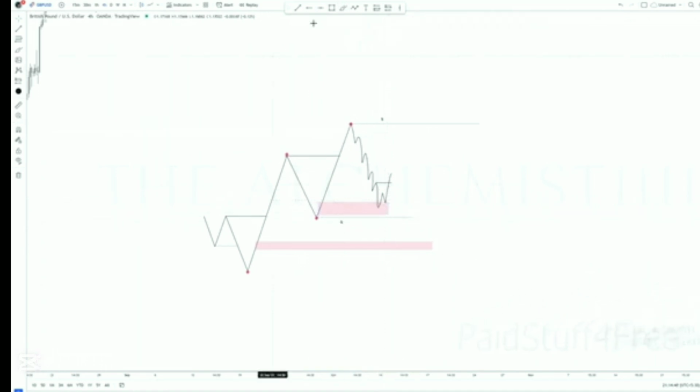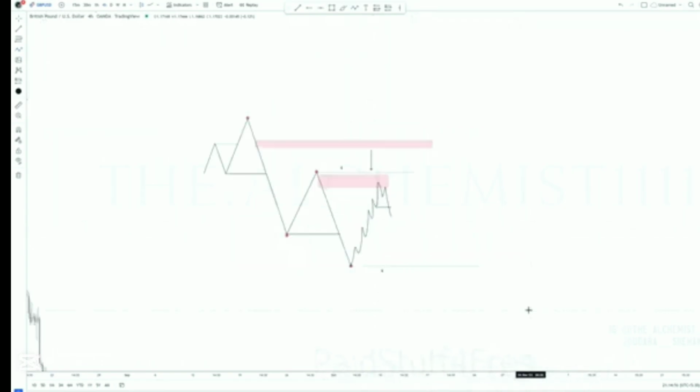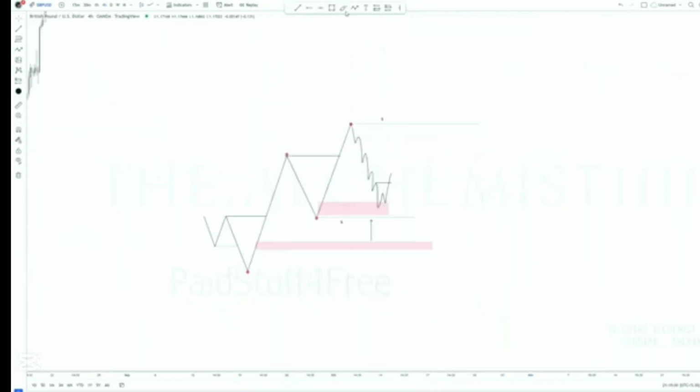Remember, what makes this a high quality point of interest is the liquidity that is resting above it. Same thing in here: what makes this a high quality point of interest is the liquidity that is resting below it. So when enough buyers are in this market, smart money will step in when the time is right, let's say London Open, and they start selling it.